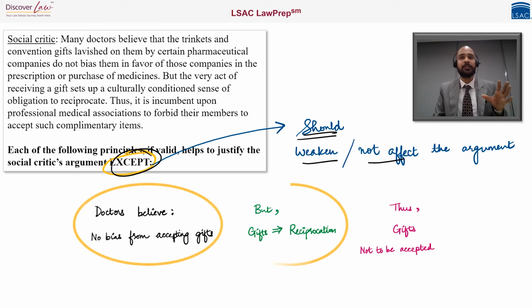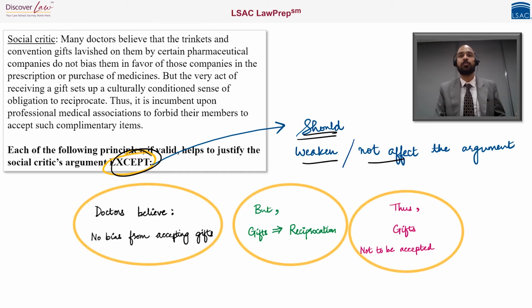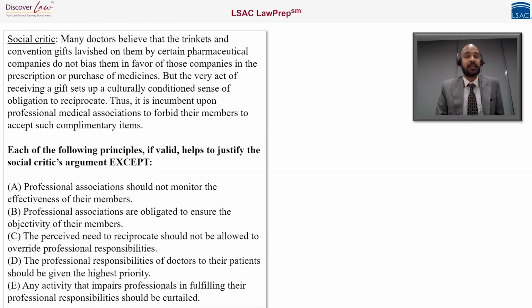There are three pieces in this argument. If you can weaken any one of these, it will weaken it, or maybe if it does not affect any of these, it means that it has not helped justify. When we go to the options, let us see them one by one, starting with option A.